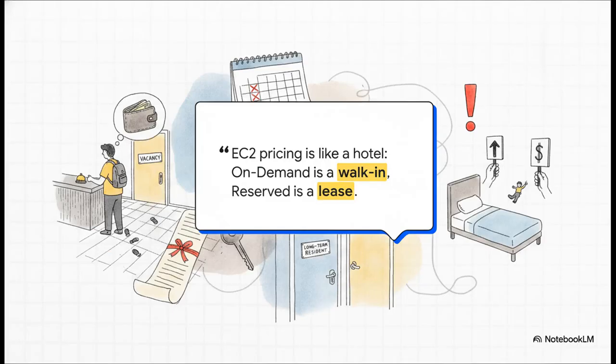Okay, let's talk financials. It can be kind of a dry topic, but this vivid hotel analogy really brings it to life. Think of on-demand pricing like a walk-in hotel guest. You pay the highest possible rate, but you get ultimate flexibility. Reserved instances are like signing a 1- or 3-year lease. You commit the time in exchange for a massive discount. And spot instances, that's literally like bidding on an empty room at the last minute. It's incredibly cheap, but the hotel can kick you out the second a higher-paying guest arrives.